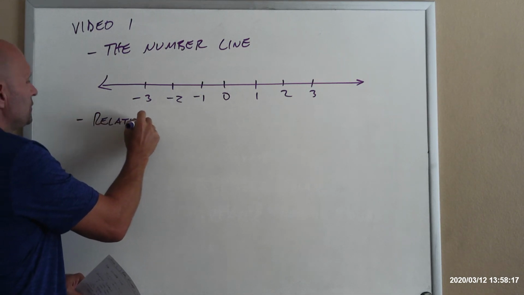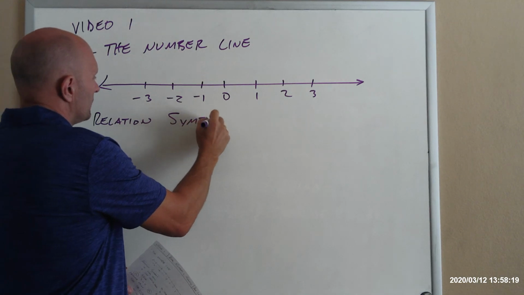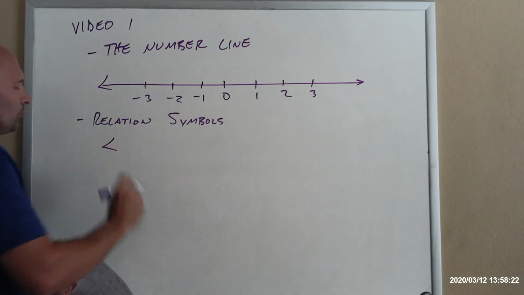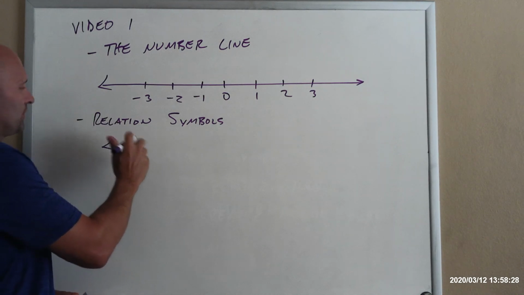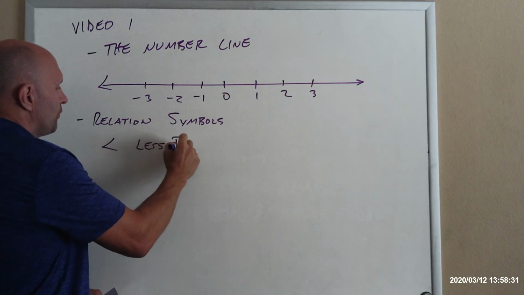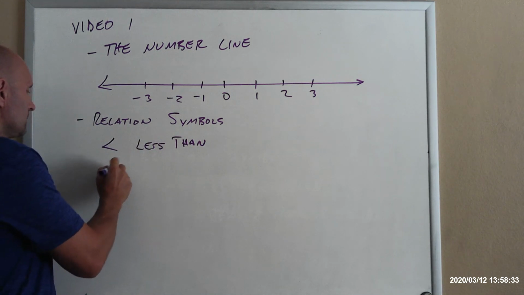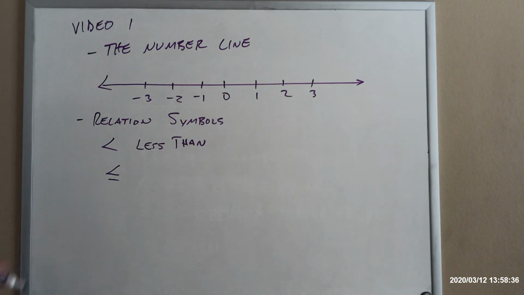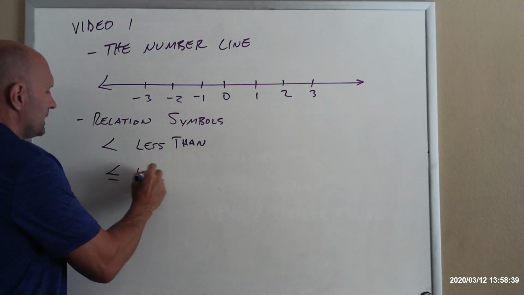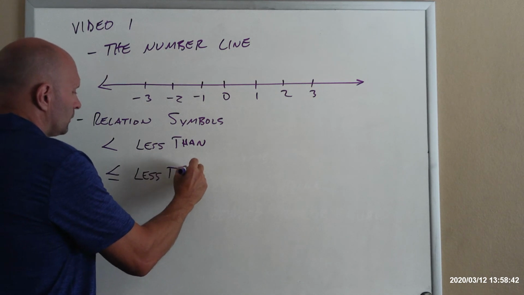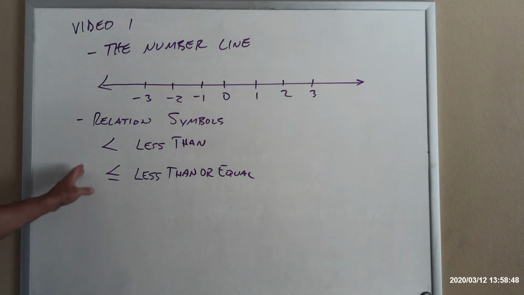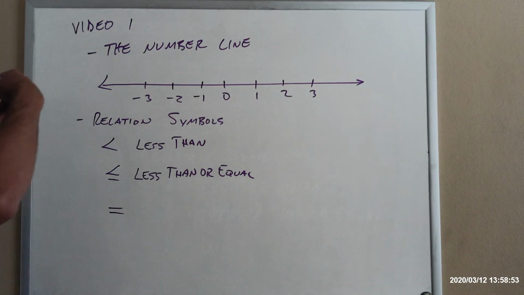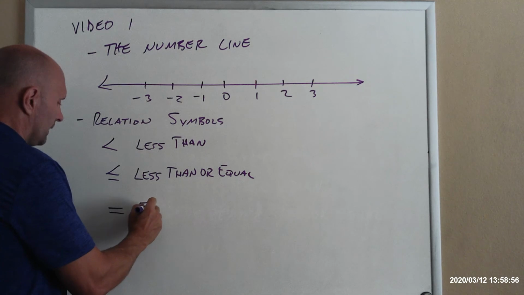We have some relation symbols. If we have the head of the arrow pointing to the left, meaning the left side is less than the right, this is our indication for less than. If we have this same symbol but with a line underneath, this is less than or equal. This tells us the left side is either less than or equal to the right side. And of course, the sign you are familiar with, the equal sign.